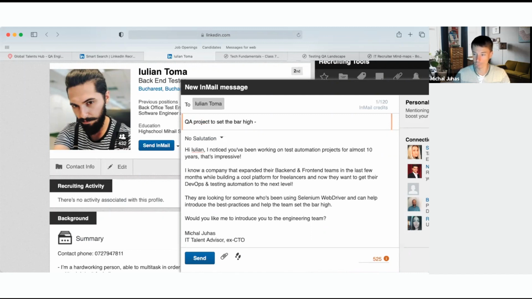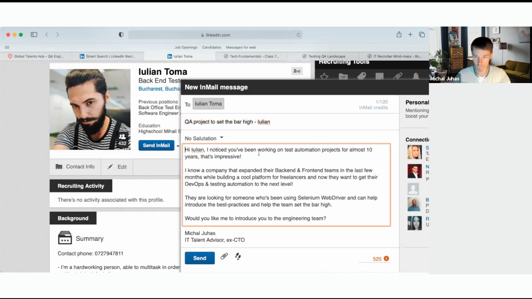And now maybe to mix it with what Valerie suggested, to put the name Julian. That's not bad. What do you guys think? "QA project to set the bar high, Julian."